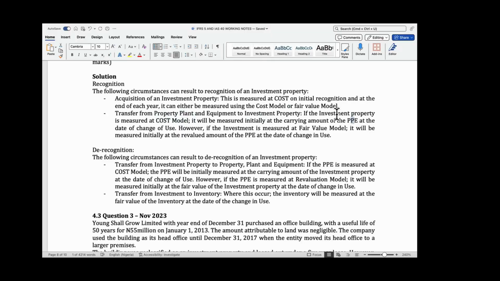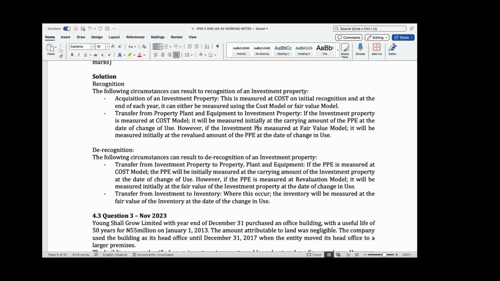But if you choose to measure the investment property at fair value model, then you would have to remeasure or revalue the PPE at the date of change in use. You need to make a decision to remeasure it because that investment property is going to be measured at the revalued amount of that PPE.